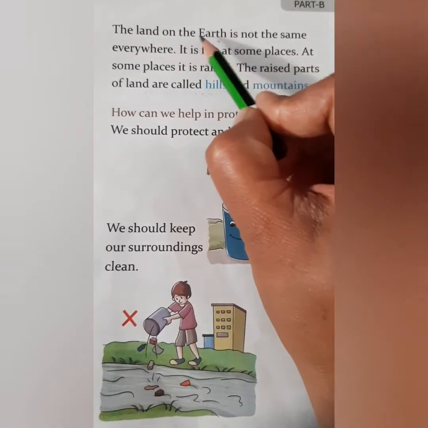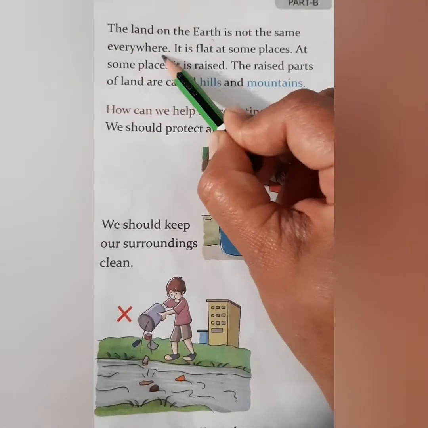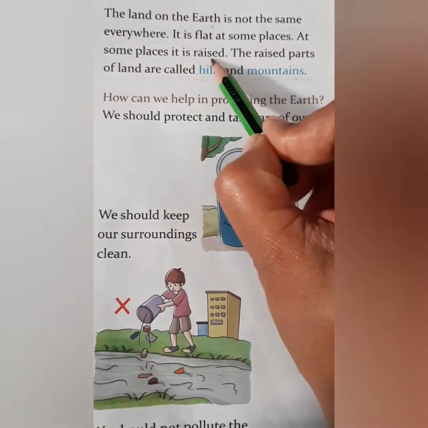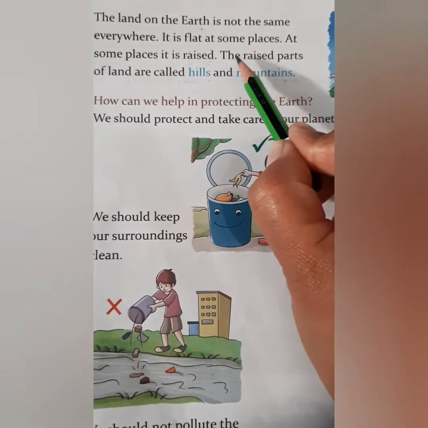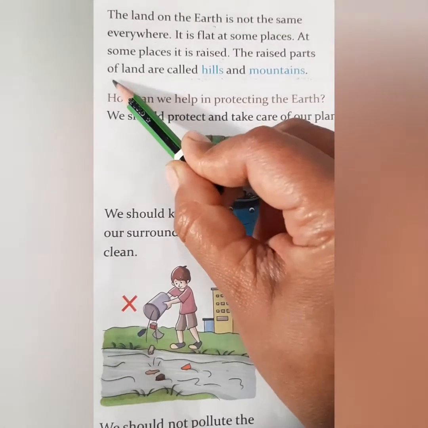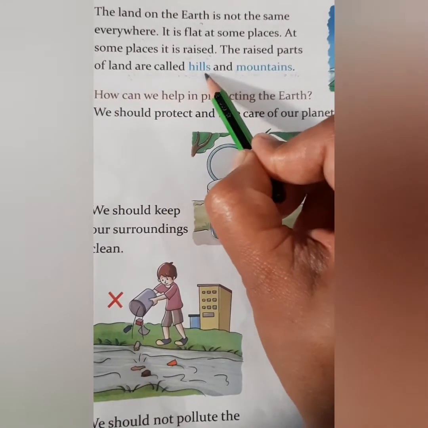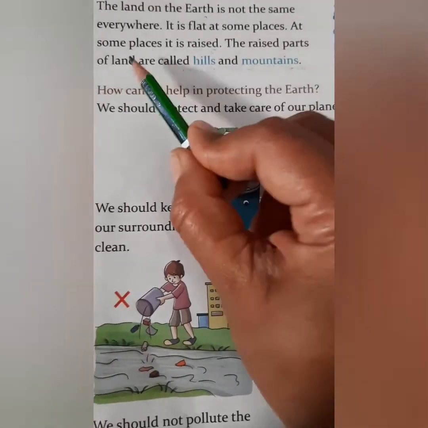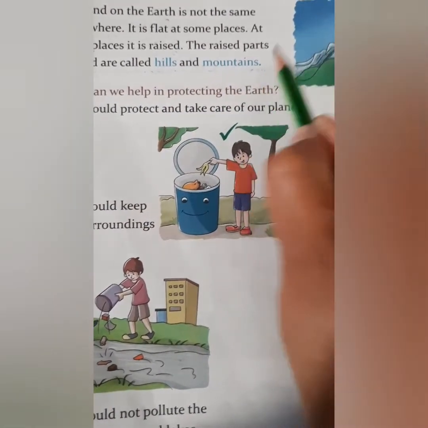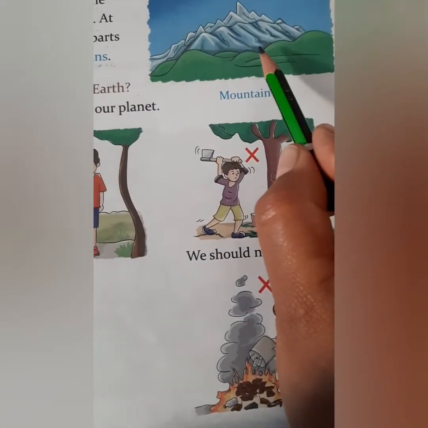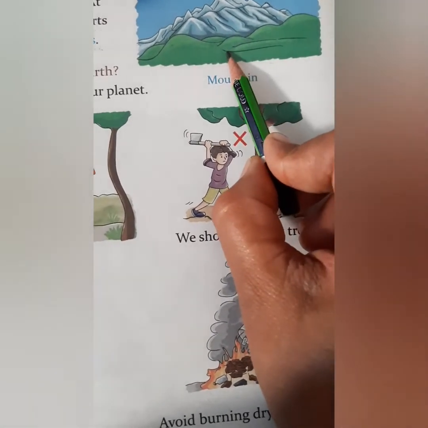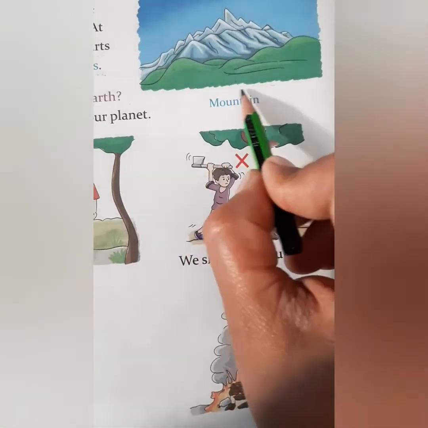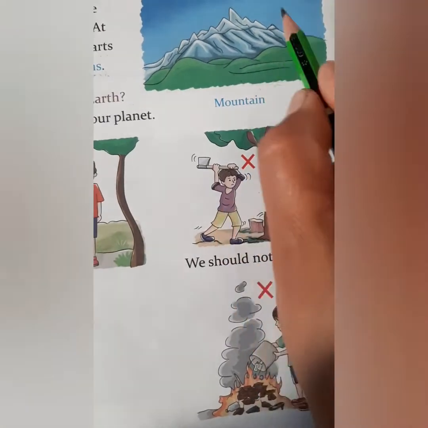Let's read. The land on the earth is not the same everywhere. It is flat at some places. At some places it is raised. These raised parts of land are called hills and mountains. So children, on the earth, the land is not the same everywhere. At some places it is flat and at some places it is raised.